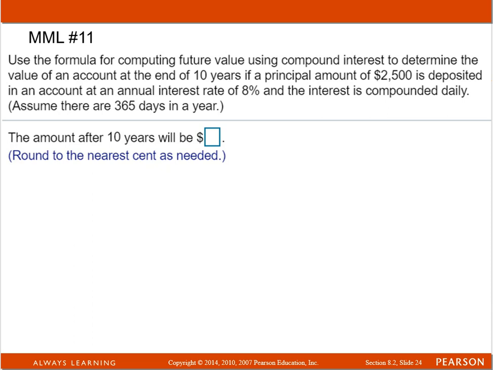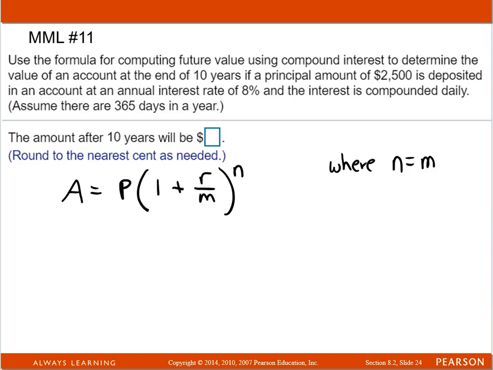All right, use the formula for computing future value using compound interest. So again, we are using the formula A is equal to P times (1 plus r over m) raised to the n, where n equals whatever m times t is. Okay, I'm going to use highlighters this time.